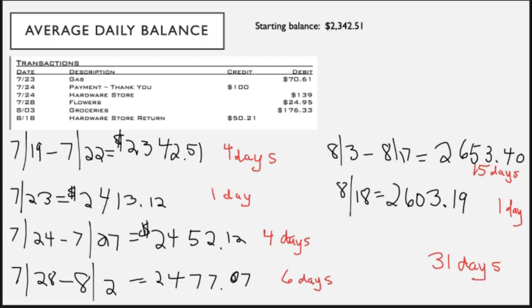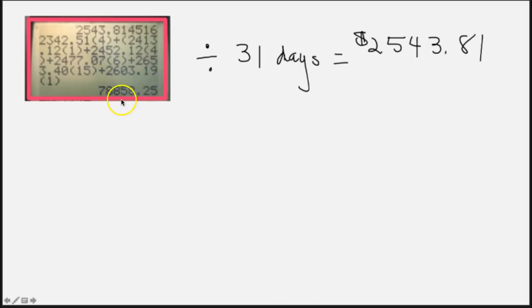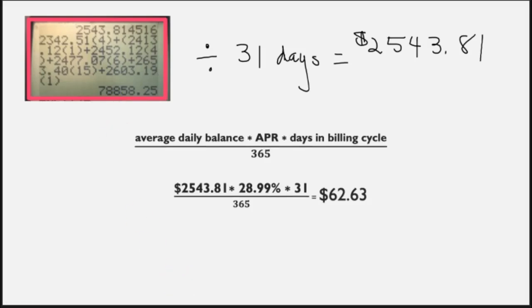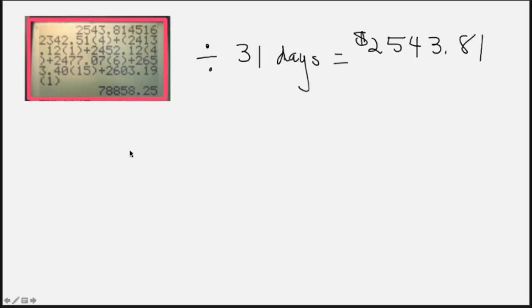Then, how do we calculate the average daily balance? Remember, average. That just means add them all up and divide by the number of days. So when I added them all up, I got 78,000. Let me go back a little. There is $858.25. There were 31 days in the billing cycle, and that gives me an average daily balance of $2,543.81.